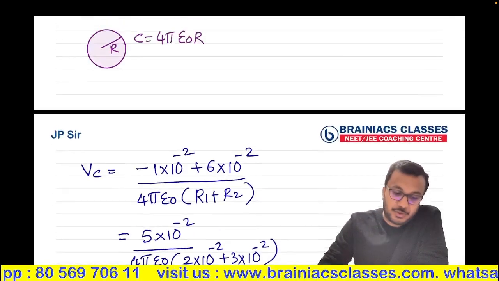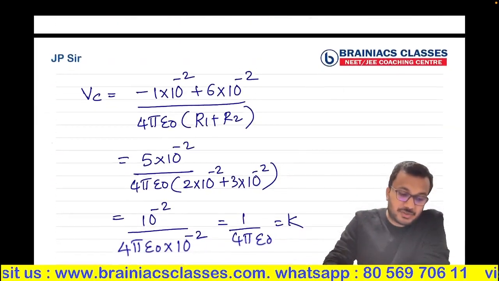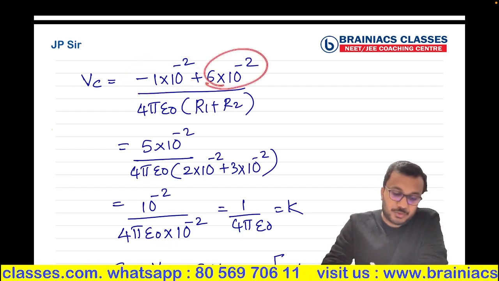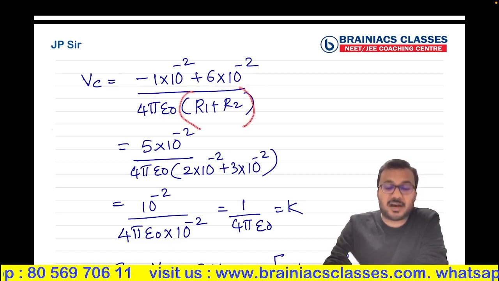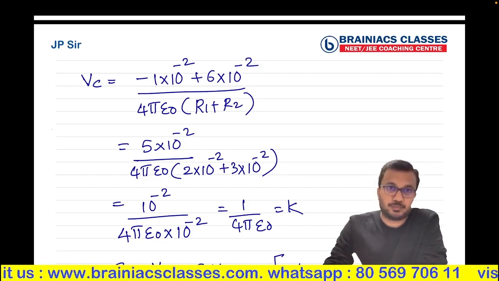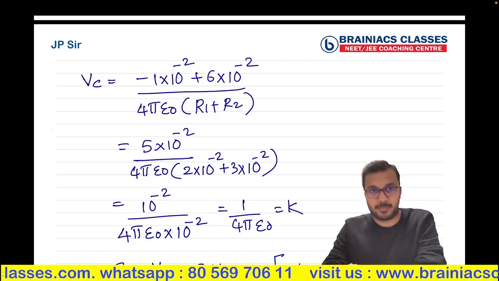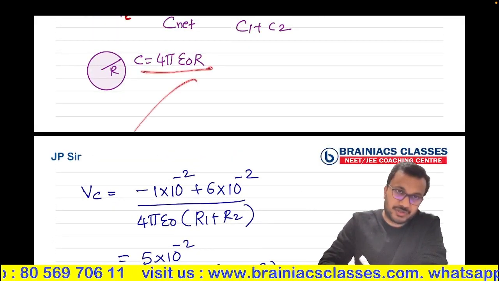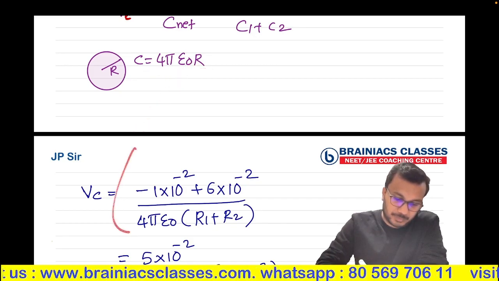The common potential is charge Q1 plus Q2 over C1 plus C2. So what is Q1? Minus 1 into 10 power minus 2, and Q2 is 6 into 10 power minus 2, divided by 4 pi epsilon 0 into R1 plus R2, since 4 pi epsilon 0 R1 plus 4 pi epsilon 0 R2 has 4 pi epsilon 0 common. The same formula is used here.